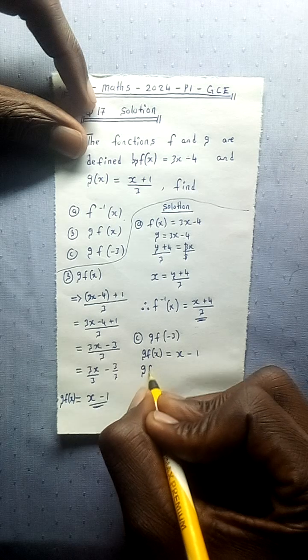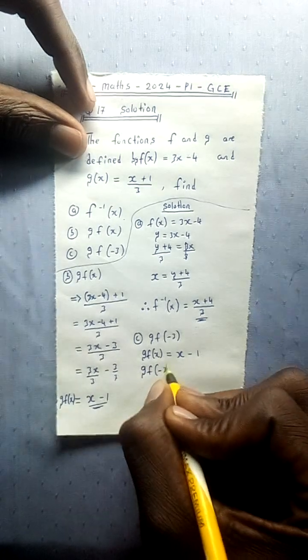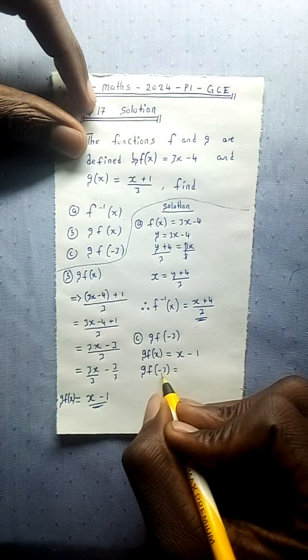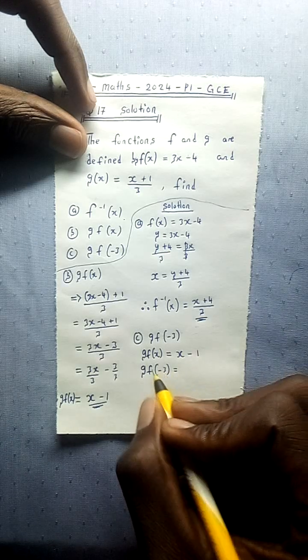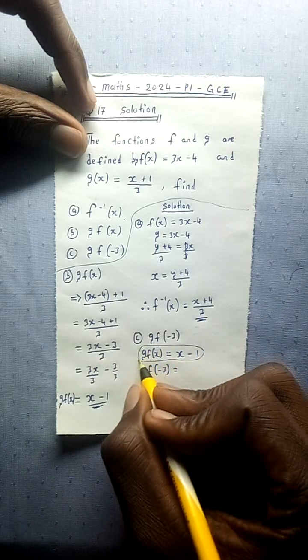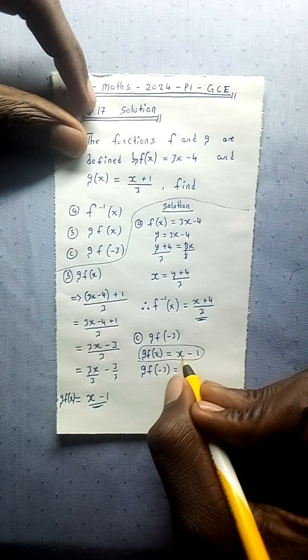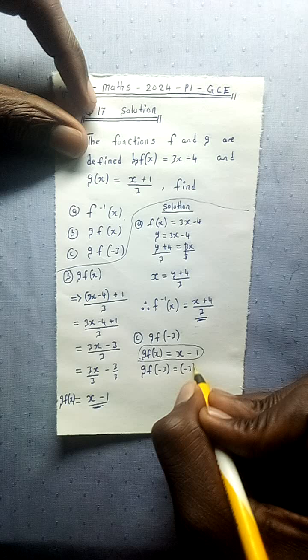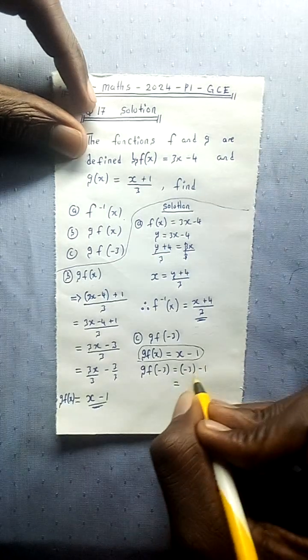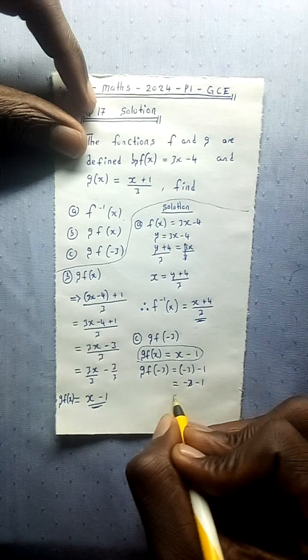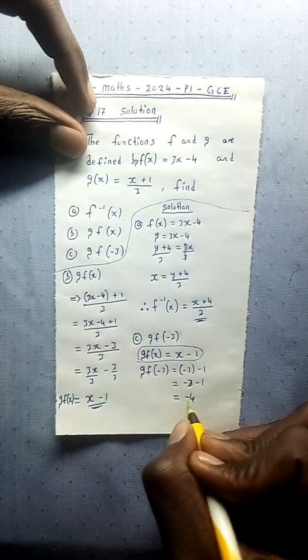Therefore our g f of negative 3 will be equal to, where there is x, we are going to replace with negative 3, right? Yes. So where there is x, I'm going to replace with negative 3. So therefore it will be negative 3 minus 1. Okay. So negative 3 minus 1. So this will give us negative 4.